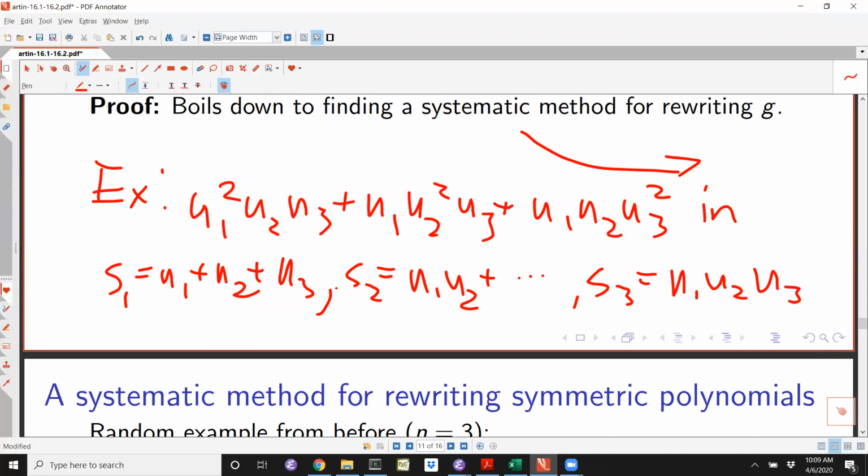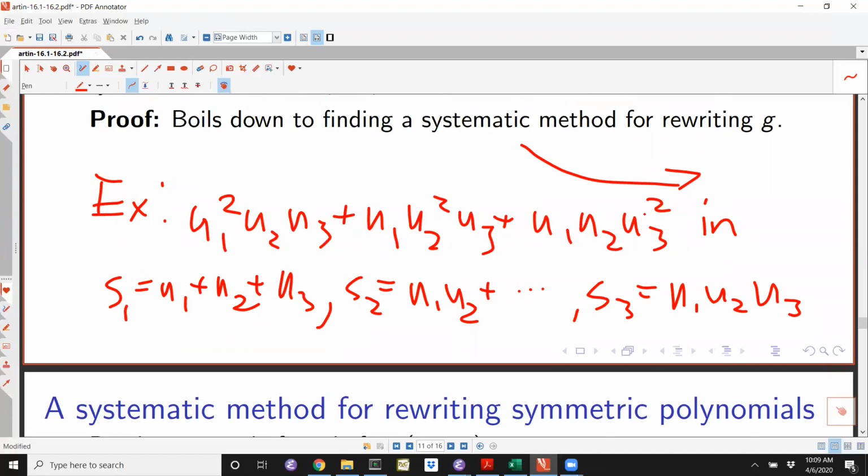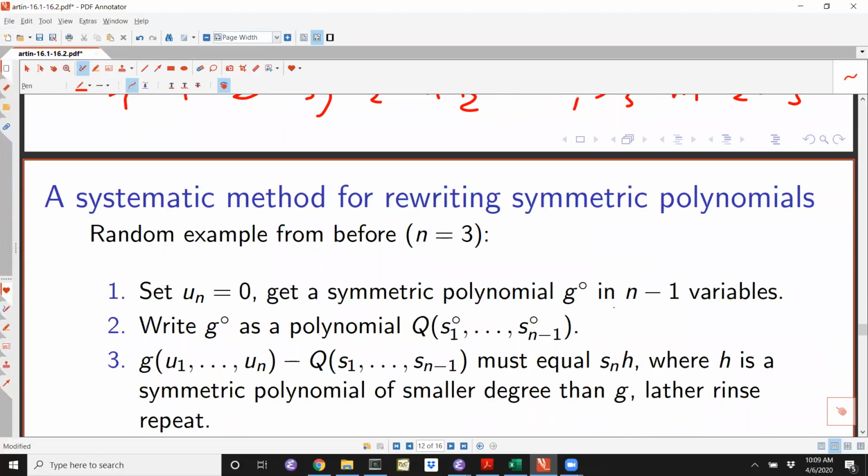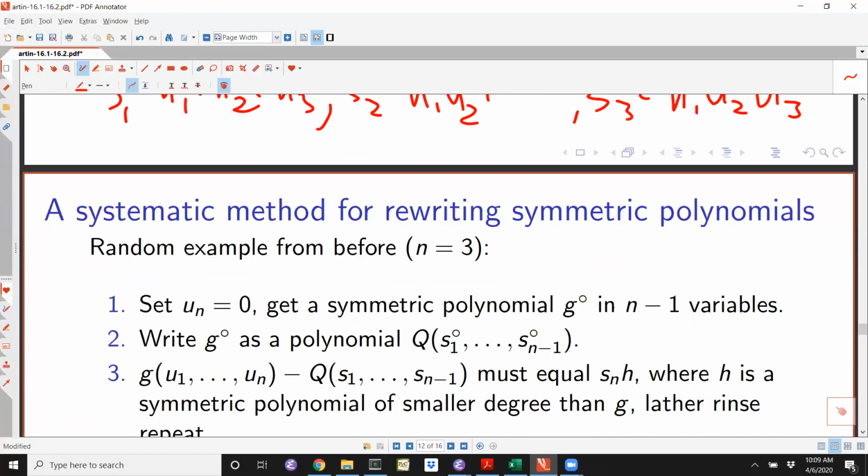So what the theorem says is that if I have a random symmetric polynomial, I should be able to rewrite it as a polynomial combination of S1, S2, and S3. And so there's our random example from before. I'll write it again: u1 squared u2 u3 plus u1 u2 squared u3 plus u1 u2 u3 squared.